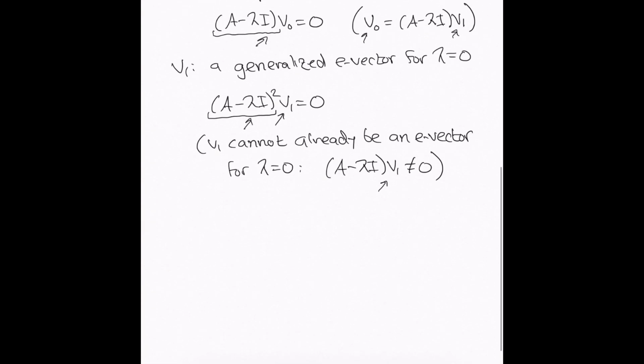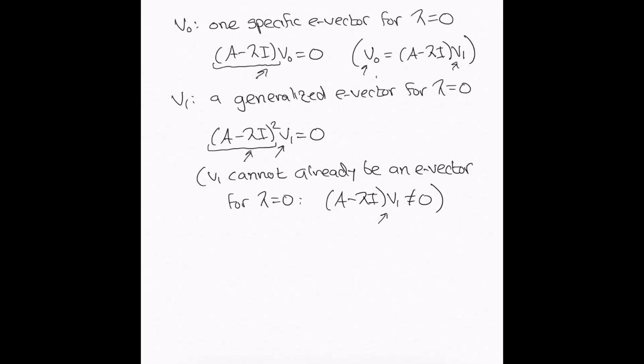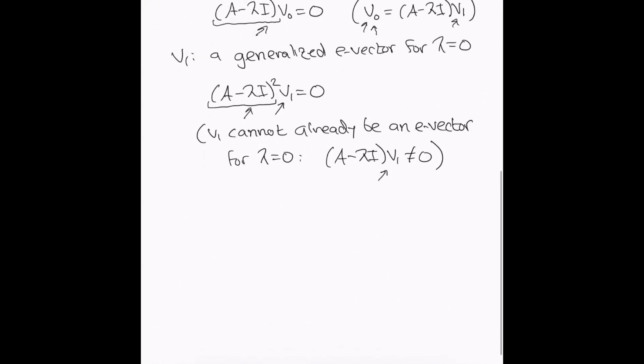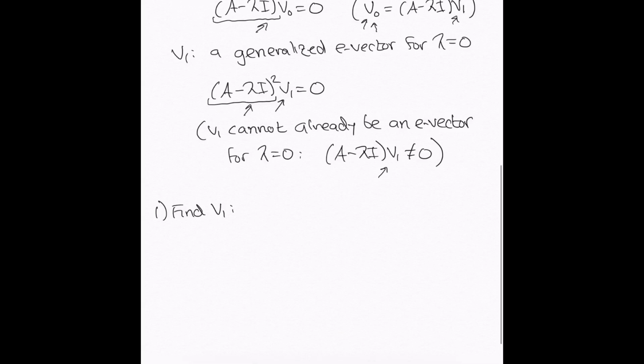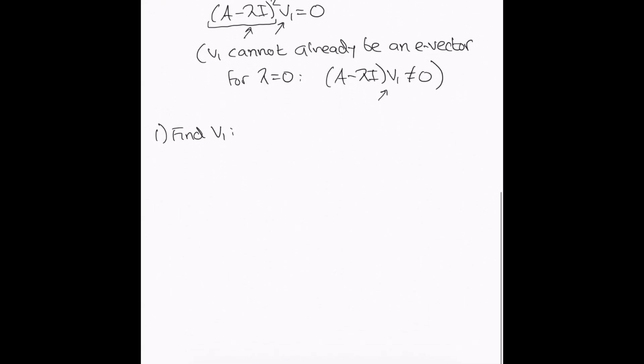And so our first step, because remember v0 comes from v1, is we need to find v1. So step 1, find v1. To do that, I need to take my matrix, subtract off lambda I from it, and then square it, which can be computationally difficult. So we do A minus lambda I squared. Thankfully for us, we at least have lambda equal to 0. So that just becomes A squared.